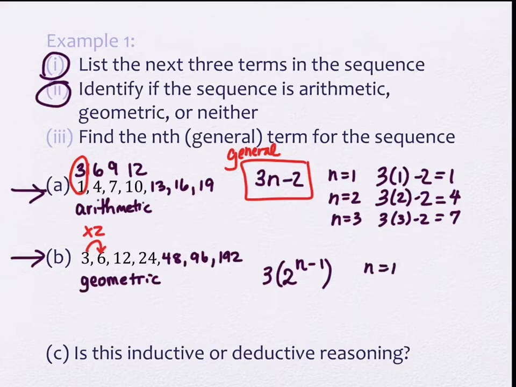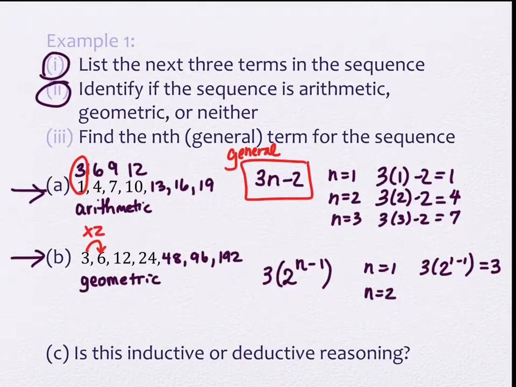So if n is equal to 1, we have 3 times 2 to the 1 minus 1. Well, 1 minus 1 is 0. 2 to the 0 is 1. And 1 times 3 is 3. Was that my first term? It was. Let's try a couple more.